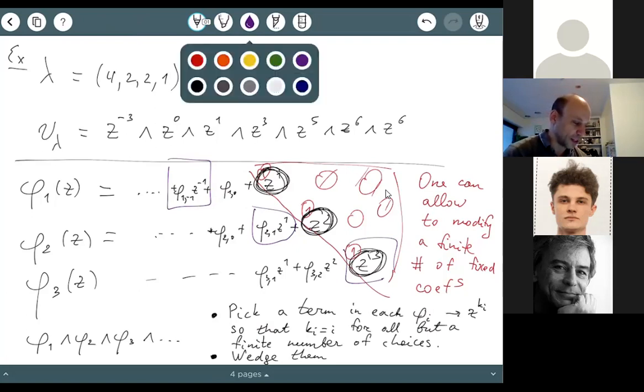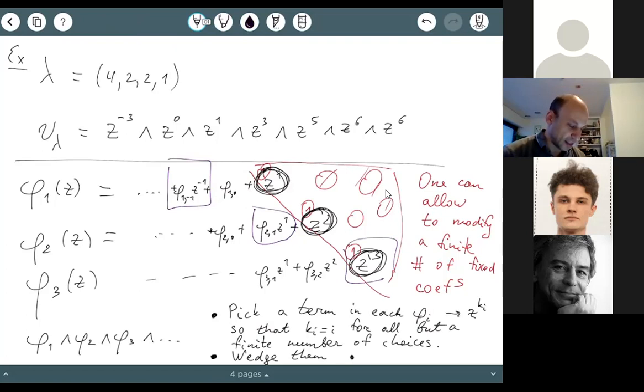And you obtain an element of the semi-infinite wedge. And then sum over all choices. So this, of course, is an infinite sum because there's an infinite number of choices. But you can see that for every particular V lambda, only a finite number of choices will contribute to a given V lambda. So in the end, you will obtain a linear combination of V lambdas, and the coefficient of each V lambda is well defined. So this is a well-defined operation, and you will get an element of this semi-infinite wedge product.